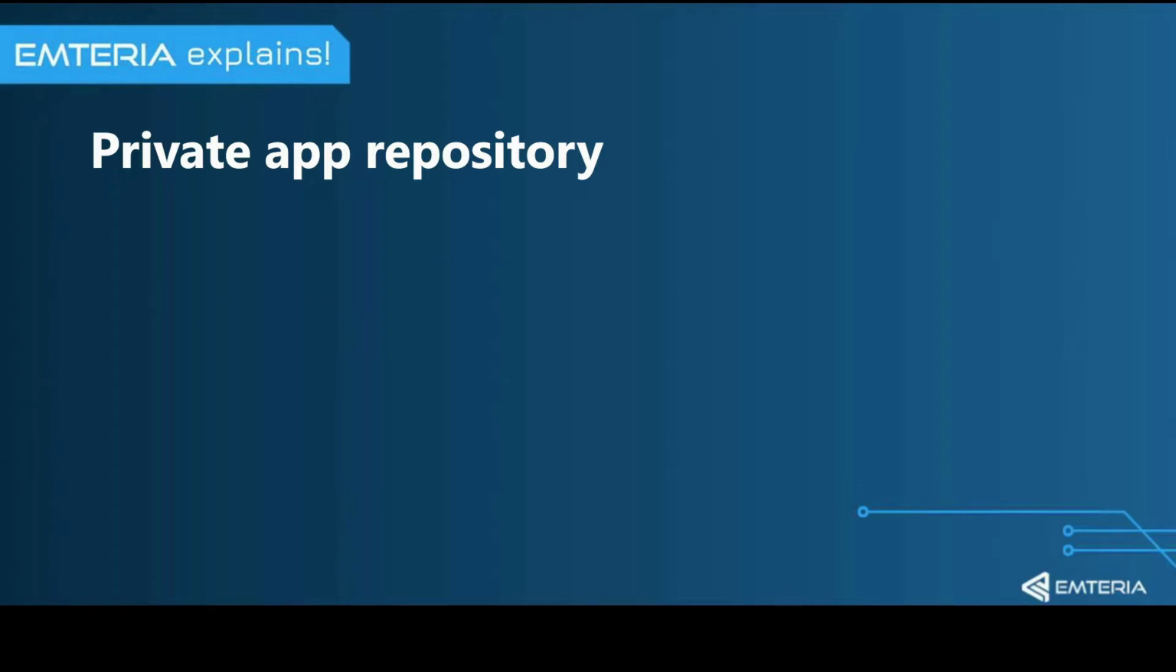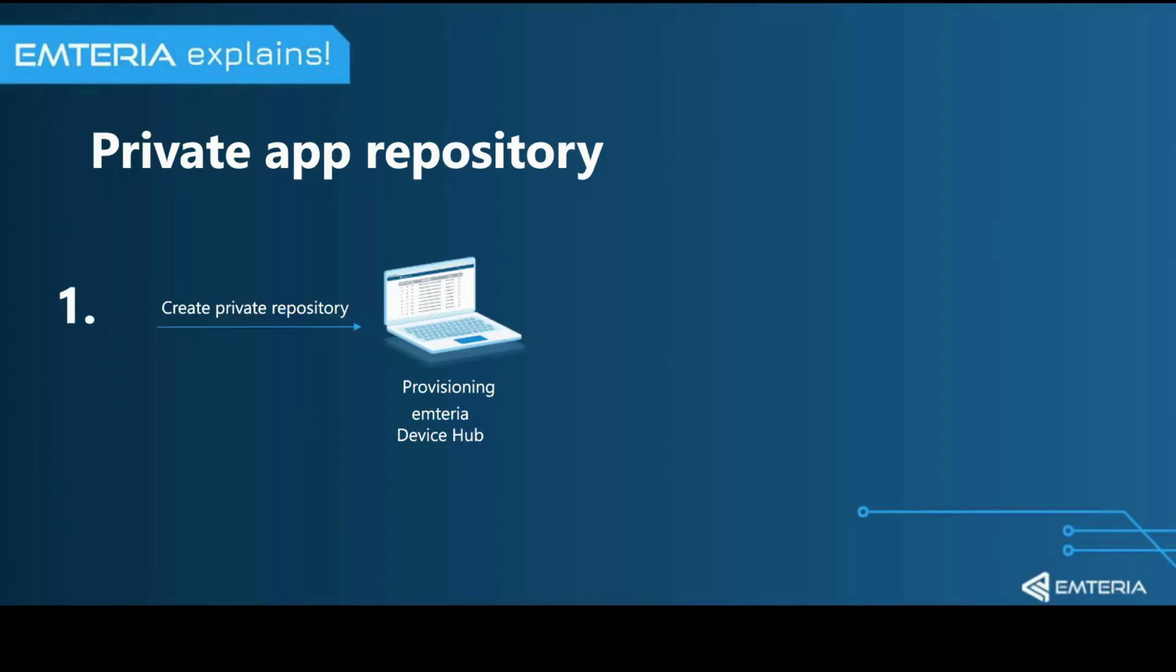You can create a repository with the help of EMTERIA Device Hub in our provisioning area. We use F-Droid for this purpose. F-Droid is an app store for the Android platform. It was created to browse and install existing public, free, and open source projects. You create your own private repository on F-Droid using Device Hub.